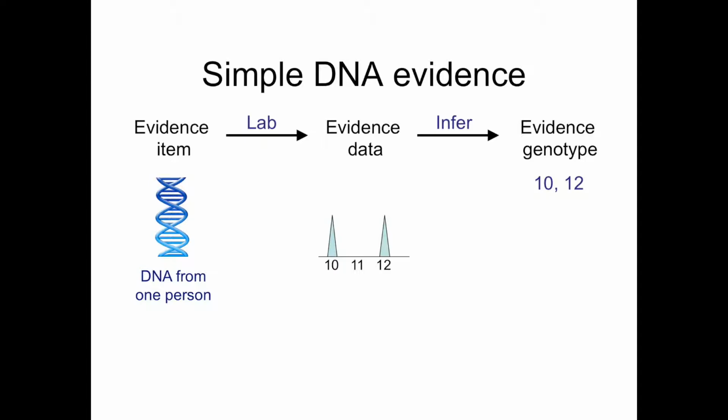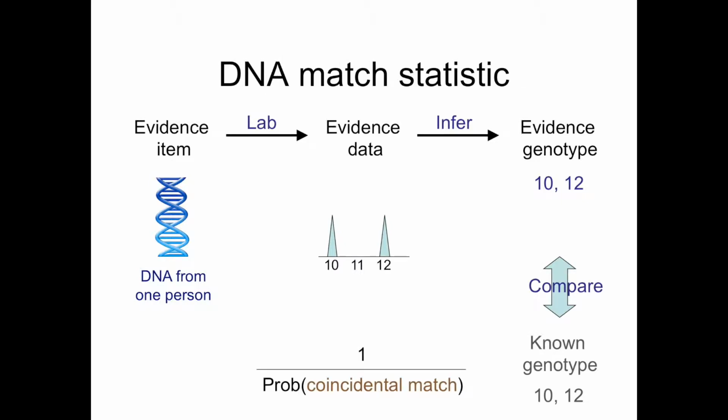And there would be, say, 15 of these different experiments. The scientist would look at that data and say, well, at this locus, it's a 10, 12, and they'd write down 15 pairs of numbers that would be a person's genotype. Now, when a comparison is made between the evidence genotype and a known genotype, usually from another person or a suspect, a victim, it could be other evidence, then when that comparison is made and there's a match, the match statistic is depending on how rare that genotype is. It's 1 over the chance of a coincidence. If the chance of a coincidence is 10%, then the match statistic is 1 over 10% or 10. If the rarer it is, the more information is present. So that's the basics of DNA analysis.